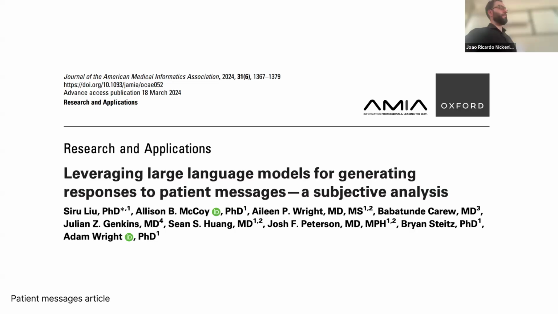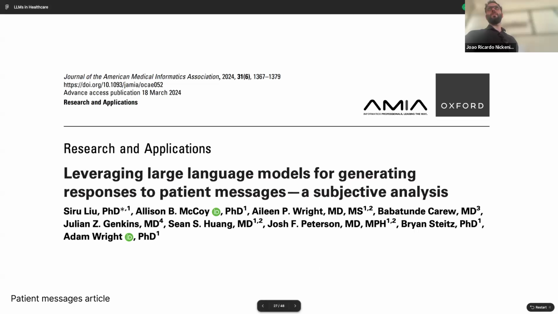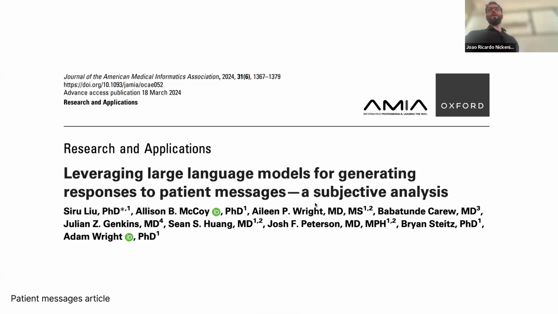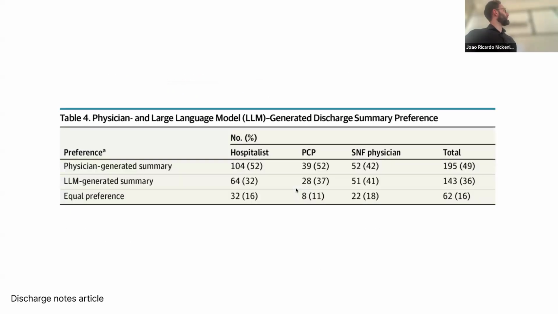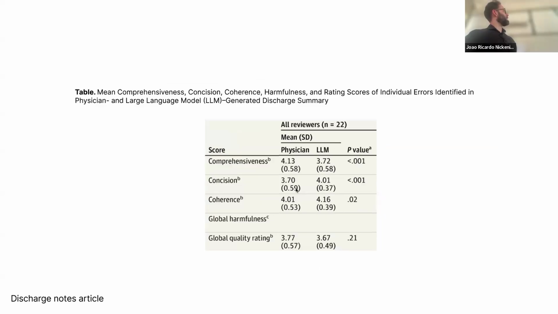There's a question here. He's asking, in the previous paper, whether the raters were aware of which documents were created by LLMs and which were created by physicians. No, it's blinded. Yeah, that's a good question. They are blinded.